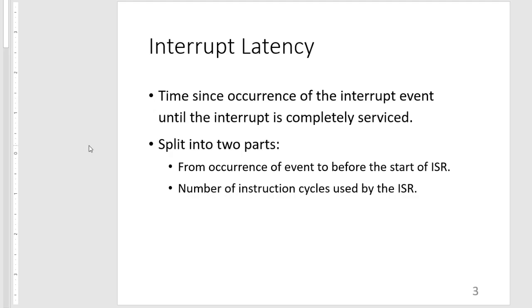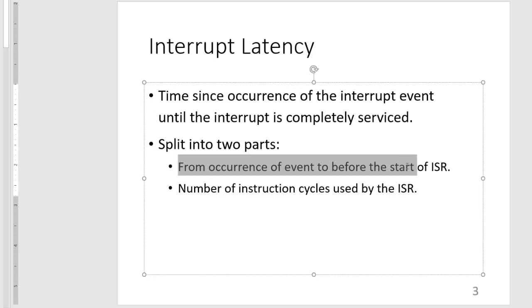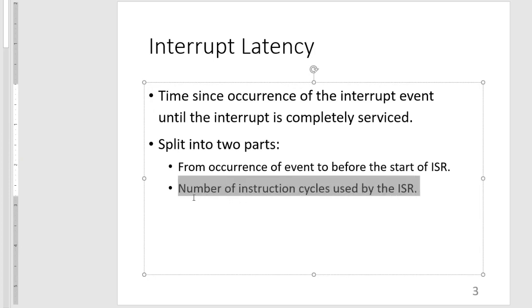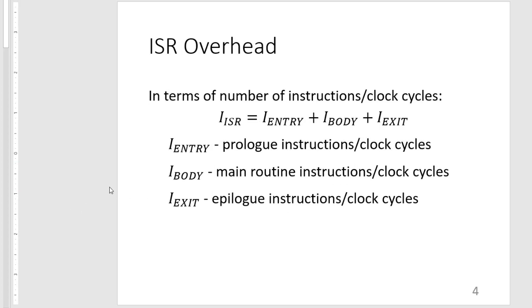So this is usually split into two parts. First is from the occurrence of the event to before the start of the ISR. So basically, from the occurrence of the event up to the point when our microcontroller realizes that an interrupt occurred. And then the other part is the actual servicing of the interrupt, so the number of instruction cycles needed or used by the ISR. At this point of the course, we don't actually have much control over the first part, so we will be mainly focusing on this second part. In other words, this is also called the ISR overhead.